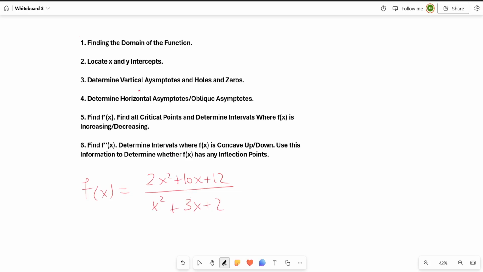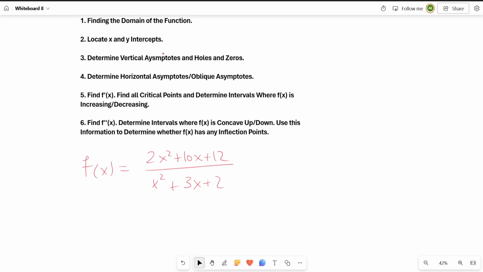So let's go on with our steps in order to successfully sketch the function. The first step is finding the domain of the function. So let's start by doing that. However, first let me try to factorize if this is factorizable. First, I can see that I can take a 2 out of the numerator. So this is going to be x squared plus 5x plus 6. The reason I did that is that this quadratic will have an a of 1, which is going to make my life easier when I'm trying to factorize.